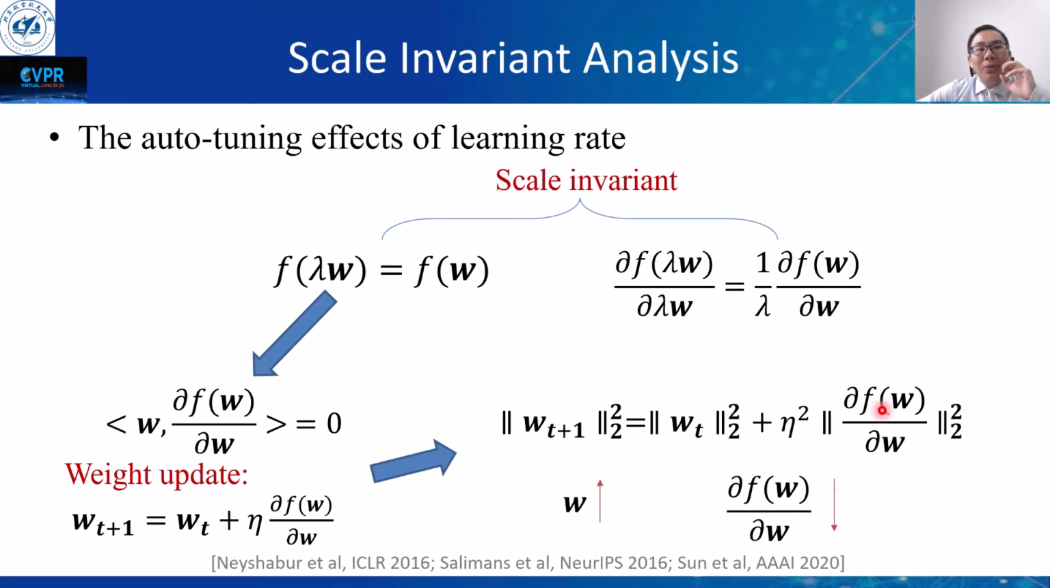The increased weight will inversely affect the scale of the gradient, which leads to a decrease of the gradients. This can be viewed as an equivalent decrease of the learning rate.